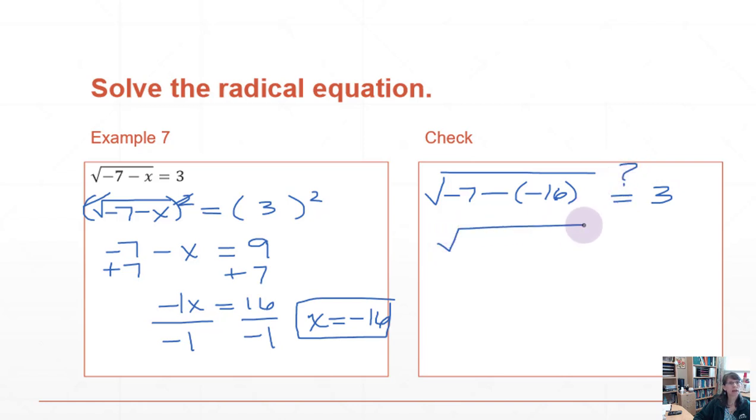So under this radical, I'm going to really have plus a positive 16. So negative 7 plus 16 makes square root of 9. Does that equal 3? Square root of 9 will simplify as 3, and 3 does equal 3. So we get to keep our solution that x does equal negative 16.